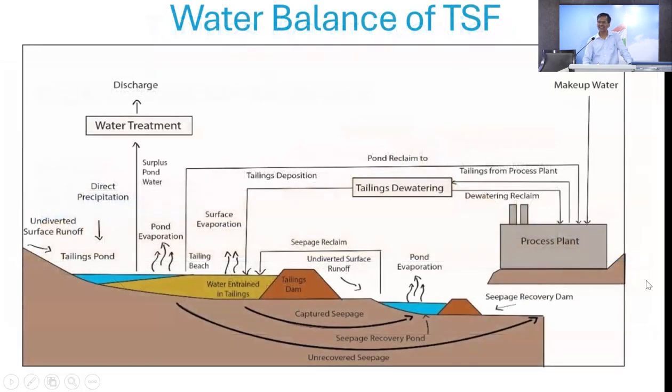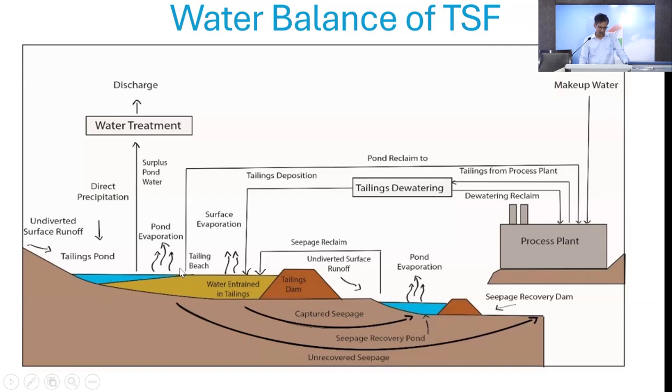Now here comes the water when we are recycling. This is called water balance. This is what we do as water balance in water resource engineering. So if you look at this, how much is all the water which is coming to this? Suppose, say, undiverted runoff: as I said, if your runoff from the rainwater is not diverted outside, it enters the tailing pond. And then there is direct precipitation on the tailing pond area.